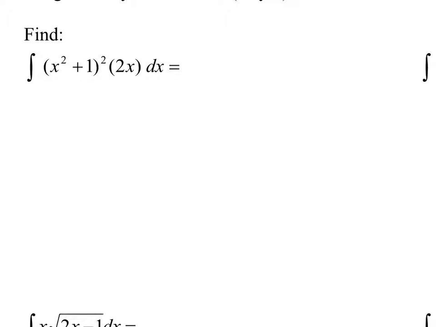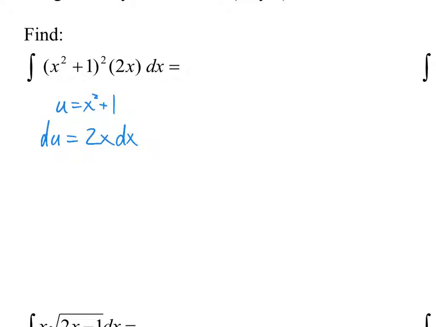Okay, so just to refresh our minds, as we're doing the integral of (x squared plus 1) squared times 2x dx, first of all, what would we define as u in this case? Yeah, the x squared plus 1. Okay, let's make u the x squared plus 1. So then we need to figure out what du is. 2x dx. Okay, don't forget the dx there.